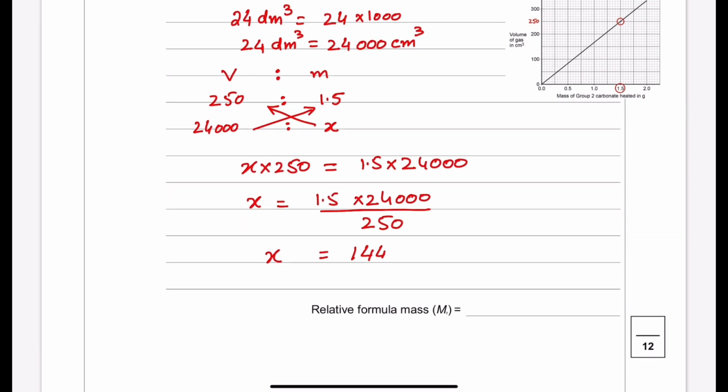We don't need to find which metal is used. This is a simple question. So we write the relative formula mass is 144 for metal W carbonate.